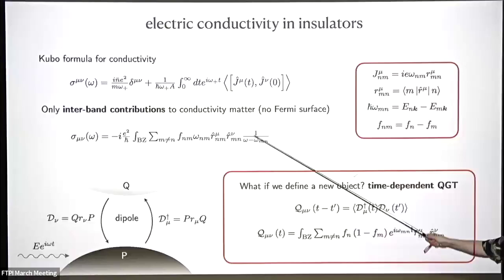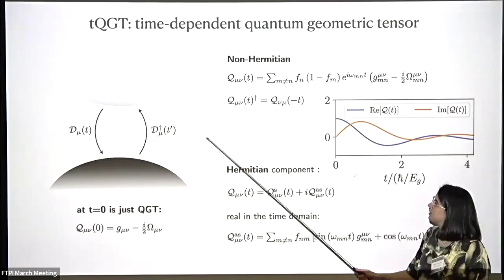What are the brackets around the thing? What do they average? Trace. Trace. Okay.